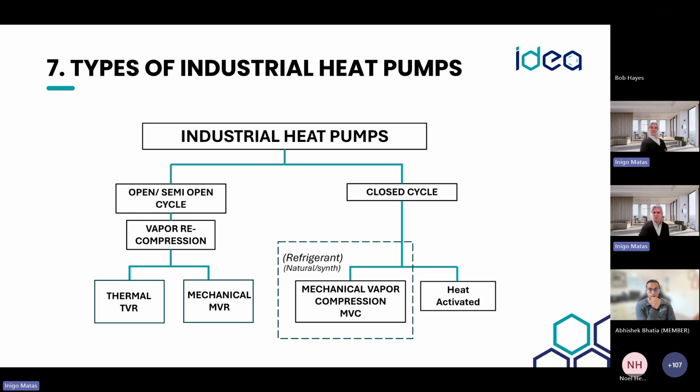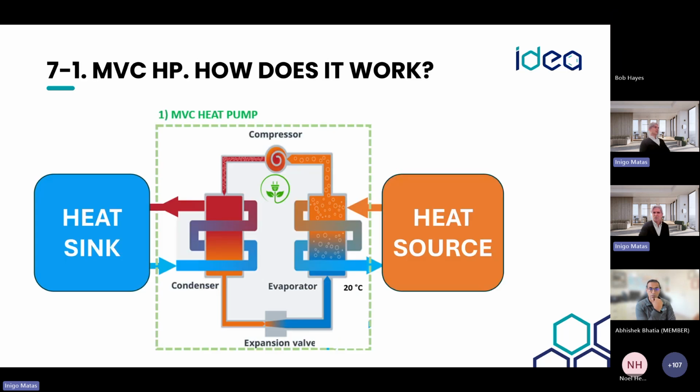So in the second part, what we'll be looking at is examples of how to implement those heat pumps. We will start with the mechanical vapor compression heat pumps. How it works has been explained. Basically we have a heat source, and by compressing these low pressure vapors to higher pressure and temperature, we then release that heat through the condensation of that vapor into the heat sink.